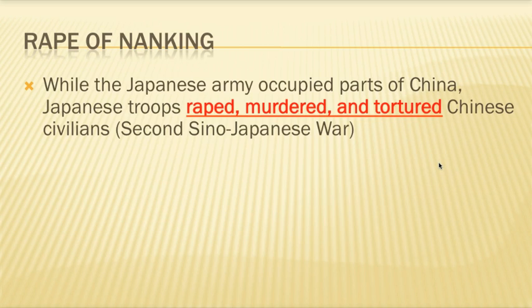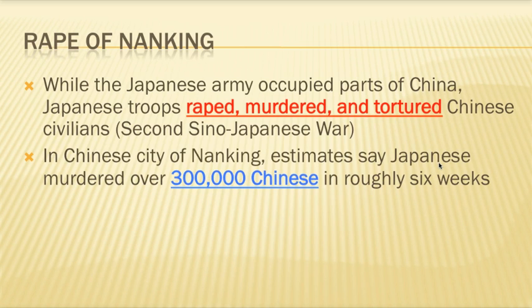Now, the really awful story that comes out of this is the Rape of Nanking. While the Japanese army occupied parts of China, Japanese troops raped, murdered, and tortured Chinese civilians. This was part of the Second Sino-Japanese War. In the Chinese city of Nanking, estimates say that Japanese murdered over 300,000 Chinese in roughly 6 weeks. I mean, that is huge.